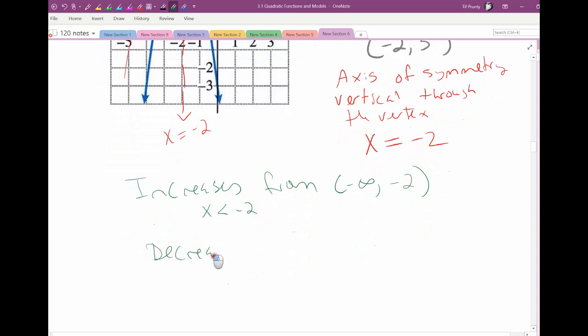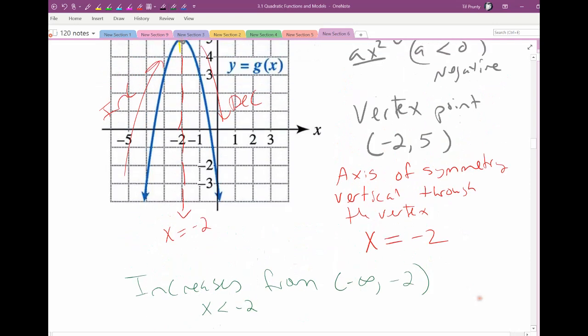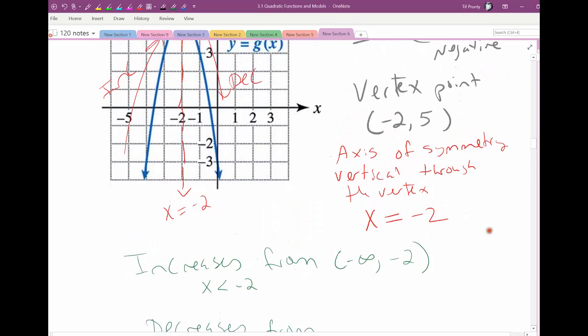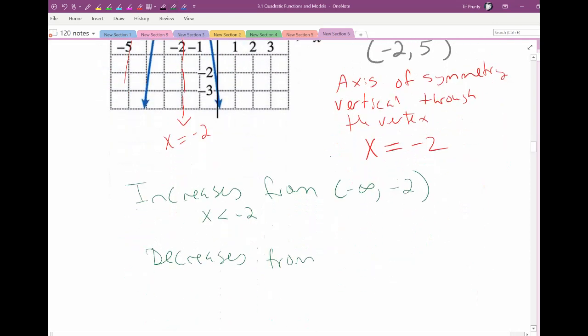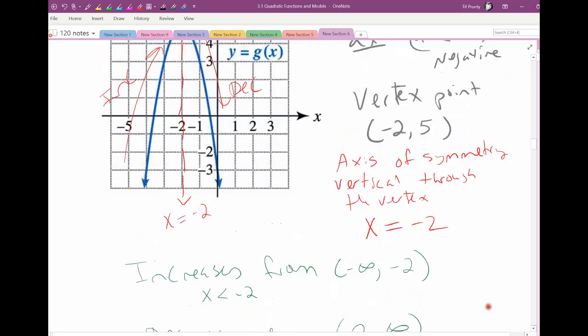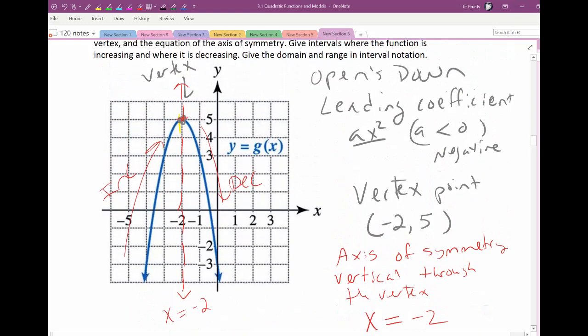It decreases on the other side of the vertex. On this side, from -2 to infinity, it's decreasing, or when x is greater than -2. That's where it's increasing and where it's decreasing. I didn't ask it, but the vertex would be a max. This would be a max, right?